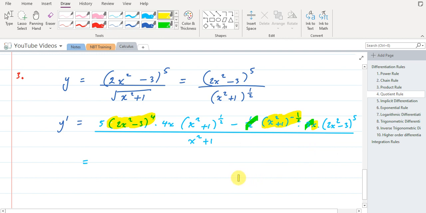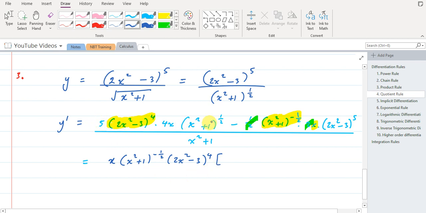Anything else I can take out as a common factor? No, that's it. So all the yellow ones that are highlighted. So I can take out x into x squared plus 1 to the power negative half into 2x squared minus 3 to the power 4 into.